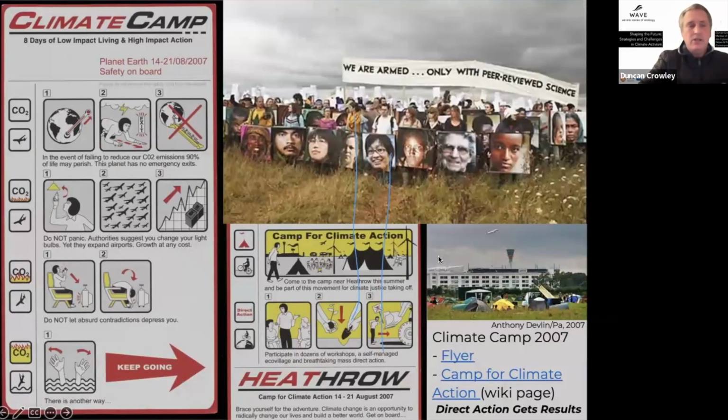I come from the world of direct action, trying to engage in pushing for radical change. A few years ago, we had climate camps, some in England, some in Ireland. These are some of the images that were used in the lead-up to that, and during it. This is at Heathrow, trying to stop the expansion of Heathrow Airport, and it worked, thankfully. So direct action does get results.